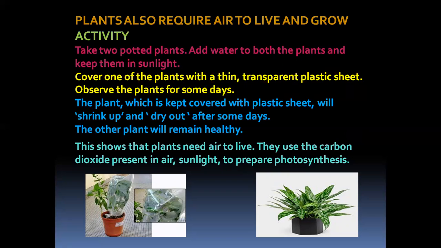The plant which is kept covered with plastic sheet will shrink up and dry out after some days. The other plant will remain healthy. You can see the picture, children, how it is covered. One plant is covered, the other plant is not covered with polythene cover. This shows that plants need air to live. They use the carbon dioxide present in air, and sunlight, to prepare food by photosynthesis. Is it clear, children? Yes.